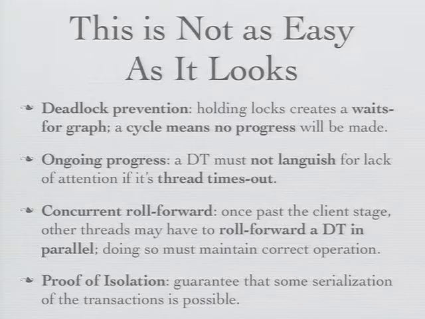Concurrent roll forward. The second half of the algorithm, where once the client function is finished, other threads can come and start rolling your distributed transaction forward. There could be multiple threads doing that, right? So that means your entire roll forward has to be thread safe. But how do you do that? Because I have to get locks and then release them later. That's not idempotent, right? Idempotent means I do something and then it's done, I never go back. Or like a light switch, you switch it on, no matter how many times you switch it on, it's on.